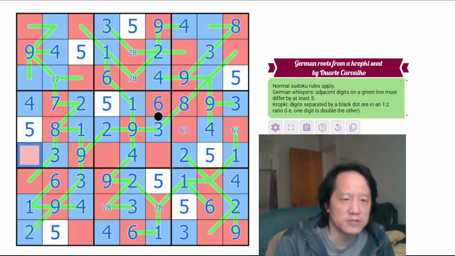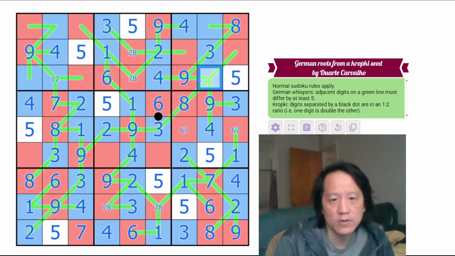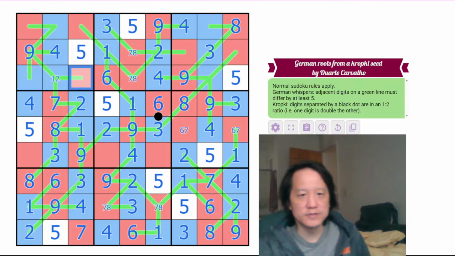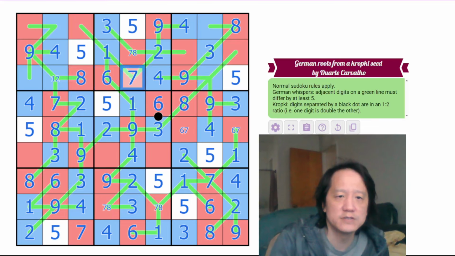What digit can be next to 3 on a Whisper 5 line? It's only 8 or 9, and we already have a 9 here, so this is 8, which makes this 7, which makes this 8, which makes this 7. This digit is 7 or 8. Cannot be 7 because of the 7 in the column, so this is 8. Which makes this 7, which makes that 8. We also knew that had to be 8 because of the 3.